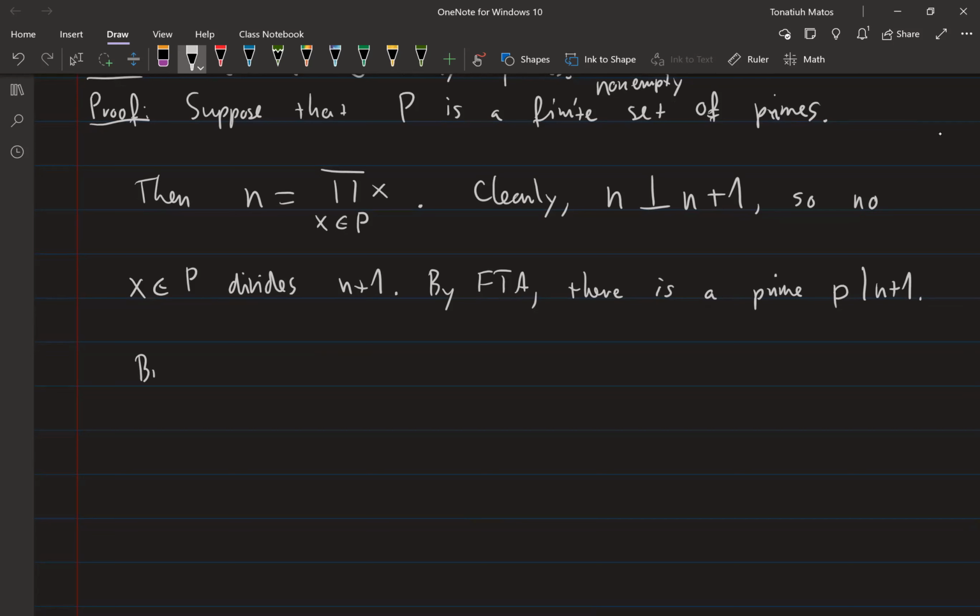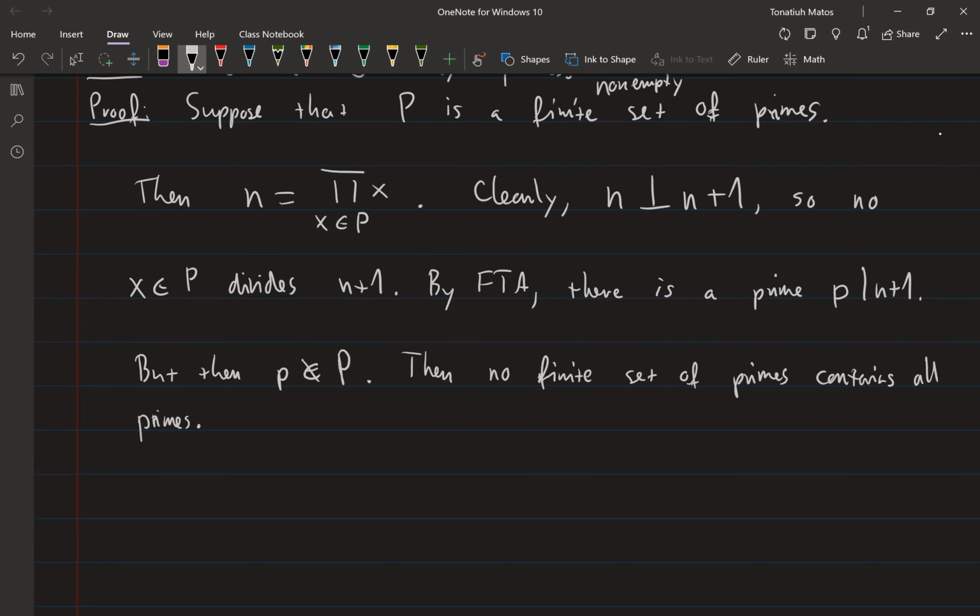But then p, lowercase p, is not an element of capital P, right? Because p is a divisor of n plus 1, and I just told you that no element of P divides n plus 1. So in particular, lowercase p is not an element of P. And then we're done, right? Because then no finite set of primes contains all primes. No finite set of primes contains all primes. In other words, the number of primes must be infinite.